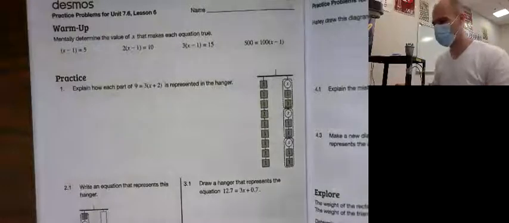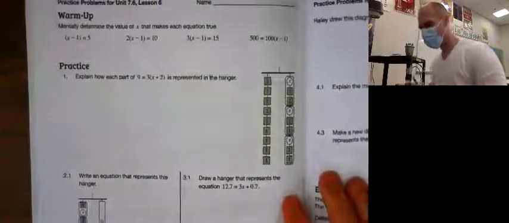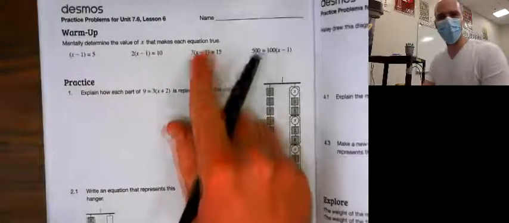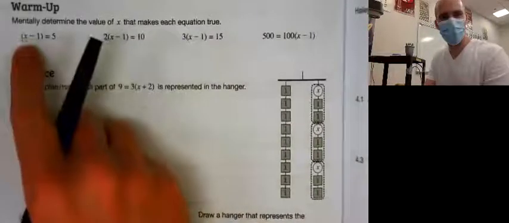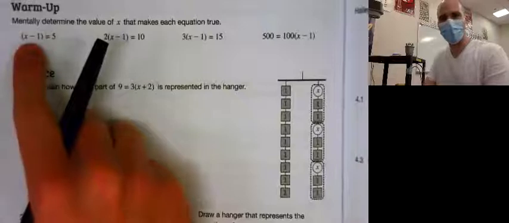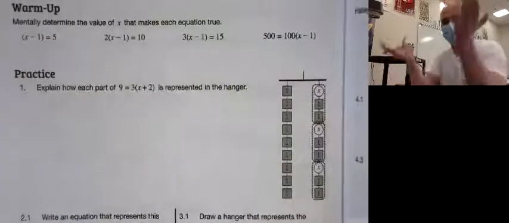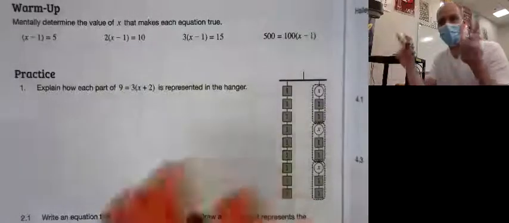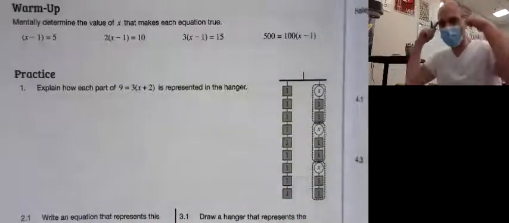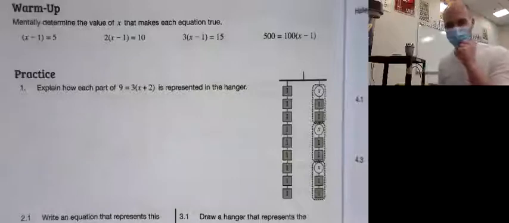All right, so let's get started. It says, mentally determine the value of x that makes each equation true. So when they say makes the equation true, they're saying what number could you substitute in for the variable so that both sides of the equation would have the same number. It would be a true equation. This is the number that you get when you solve an equation. So they're essentially saying mentally solve this equation.